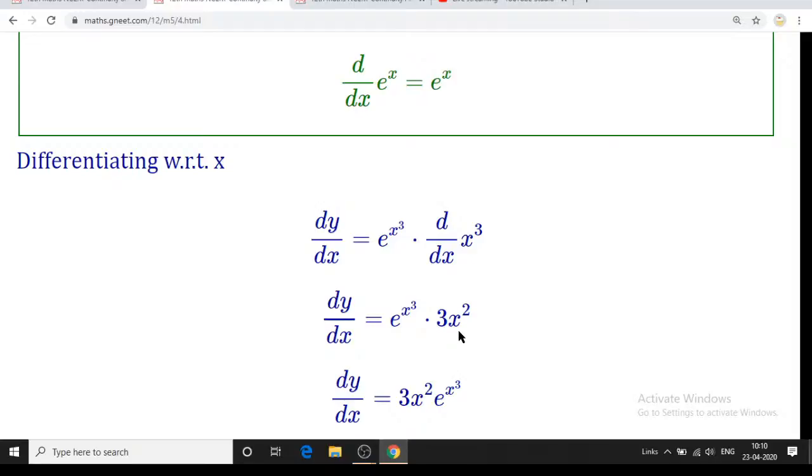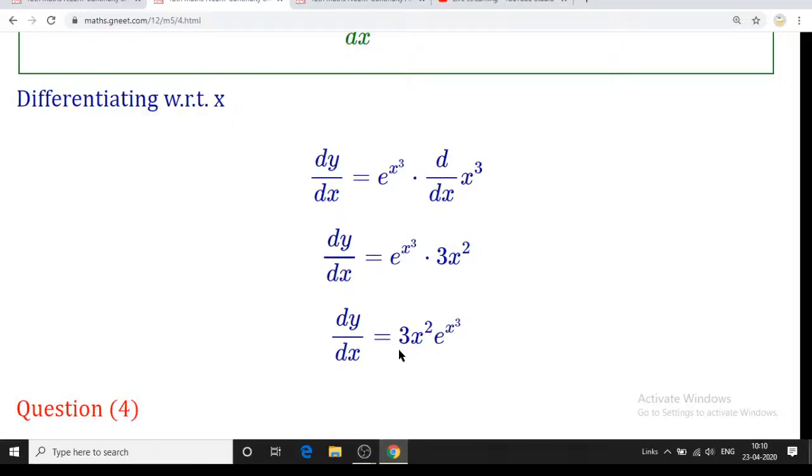So first we will write the number. So we are rewriting it as 3x square into e raised to x cube.